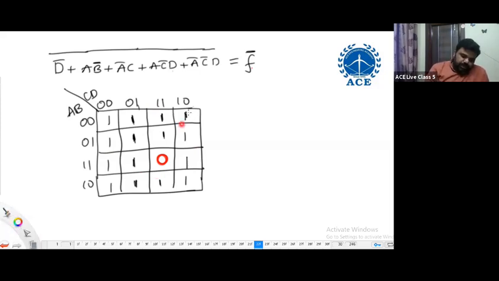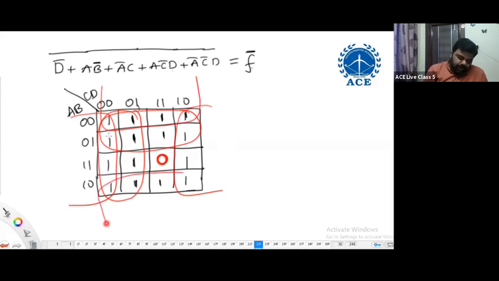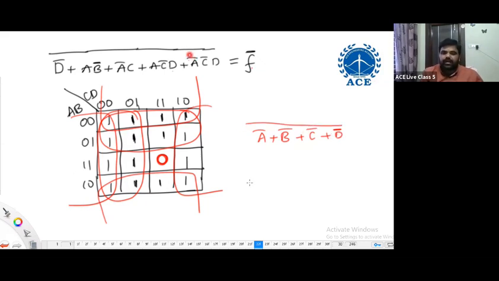Otherwise, what can I do? Let me simplify this. This is one octave. This is another octave. This is one more octave, and this is another octave. If you write what we get here, it is A bar, and next B bar. Vertically here it is C bar, and at the ends it is D bar. The complement we have neglected, right? Now, what is the resultant of this? A, B, C, D. There is only one minterm of this function.